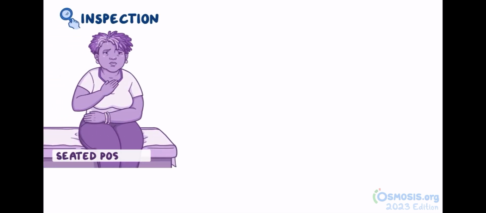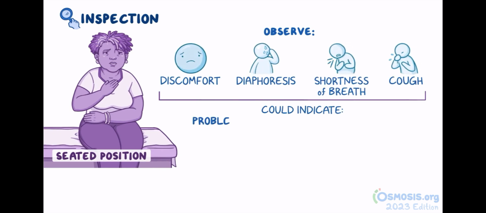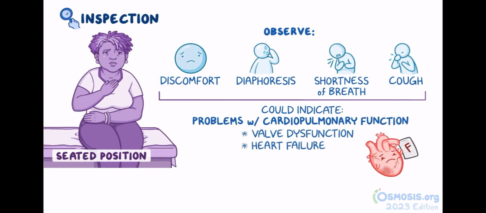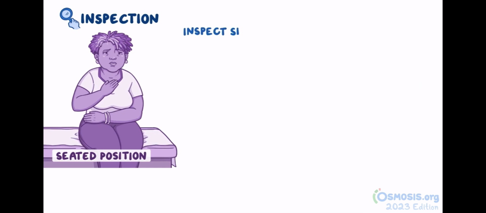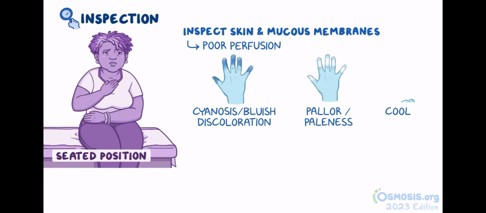Let's start with inspection. With your client in a seated position, observe them for any signs of distress, including obvious discomfort, diaphoresis, shortness of breath, or cough, which could indicate problems with cardiopulmonary function, such as valve dysfunction or heart failure. Then inspect your client's skin and mucous membranes for indications of poor perfusion, such as cyanosis or a bluish discoloration, pallor or paleness, as well as cool skin.